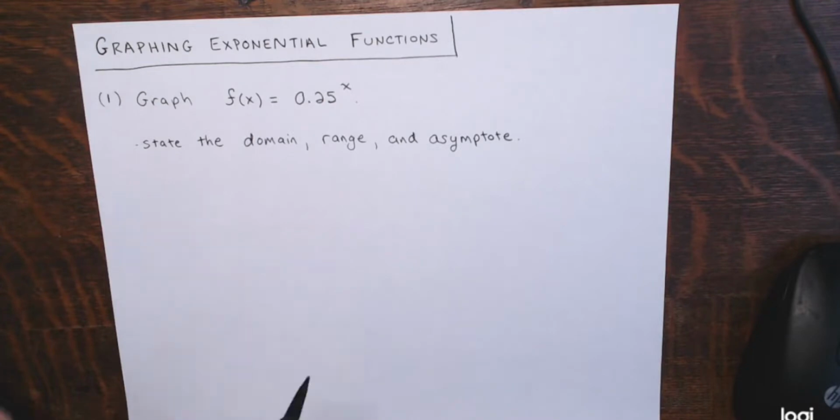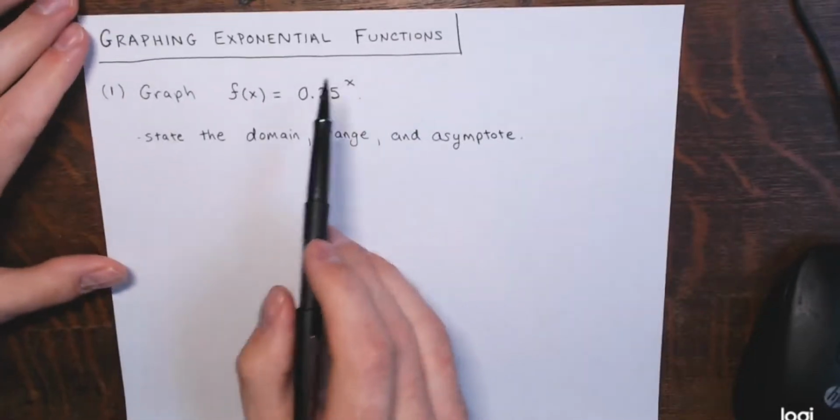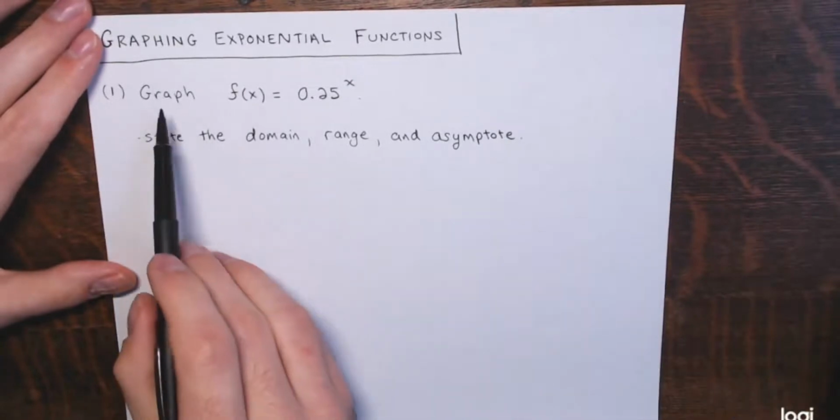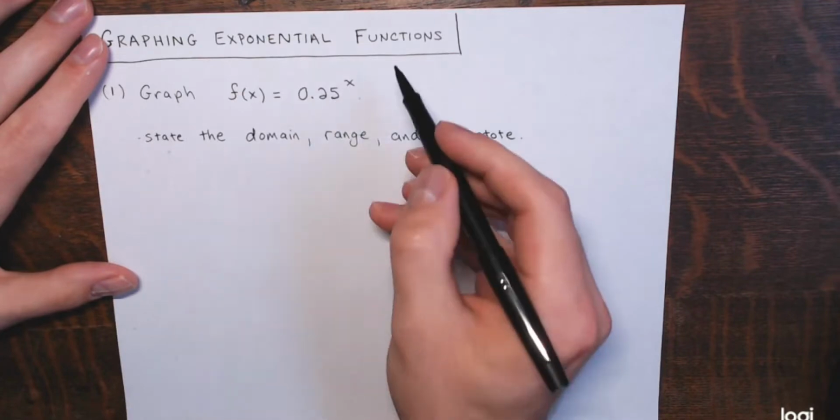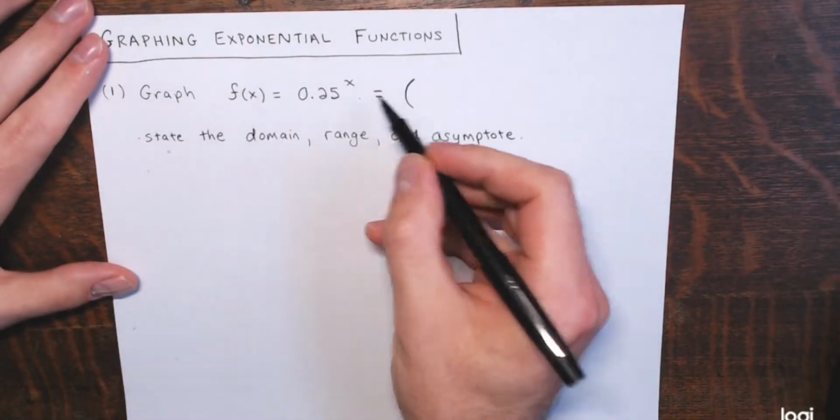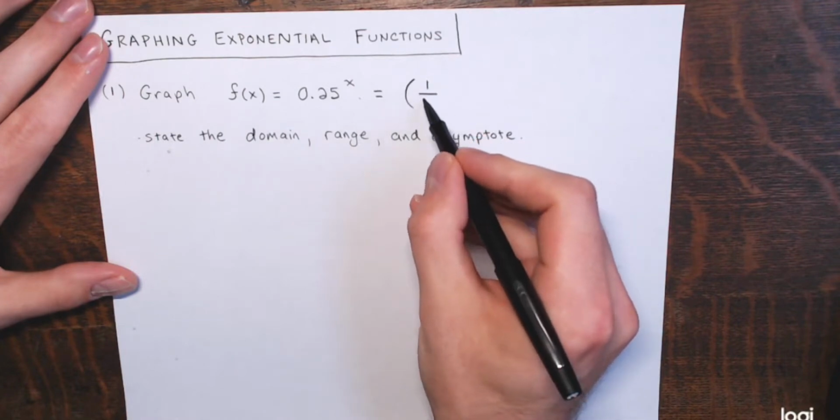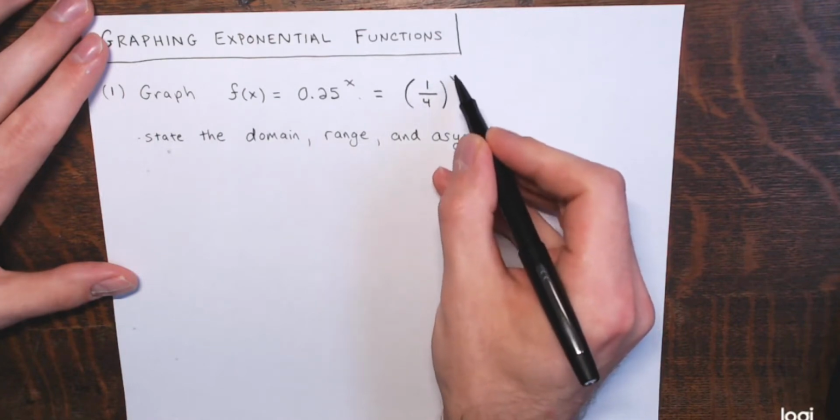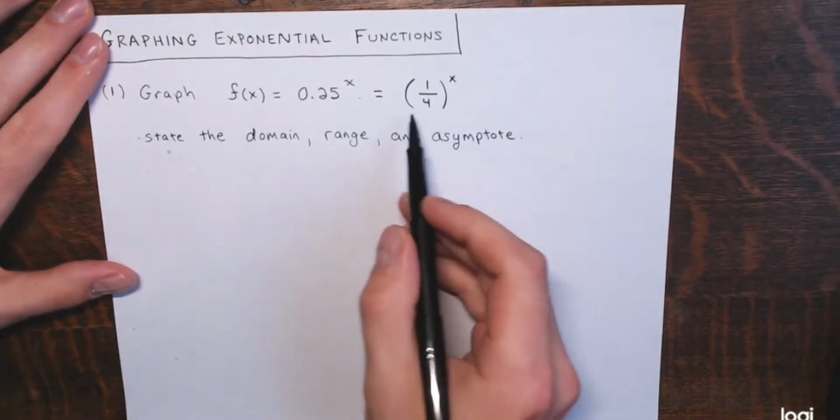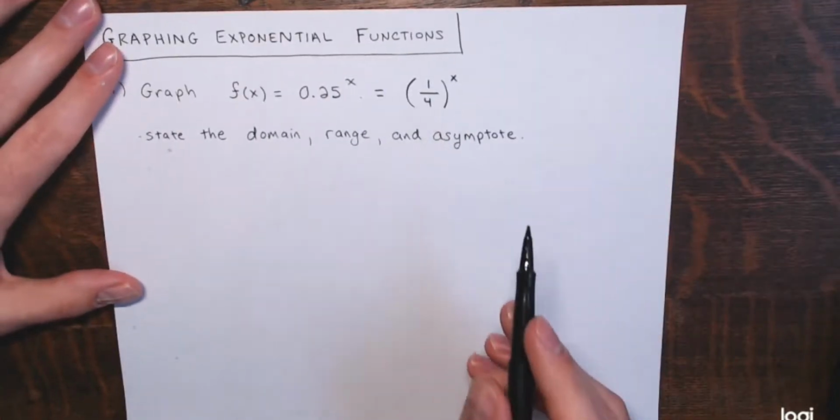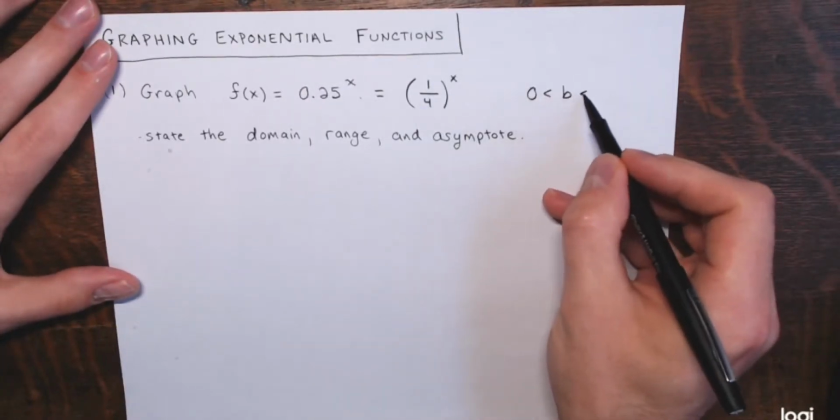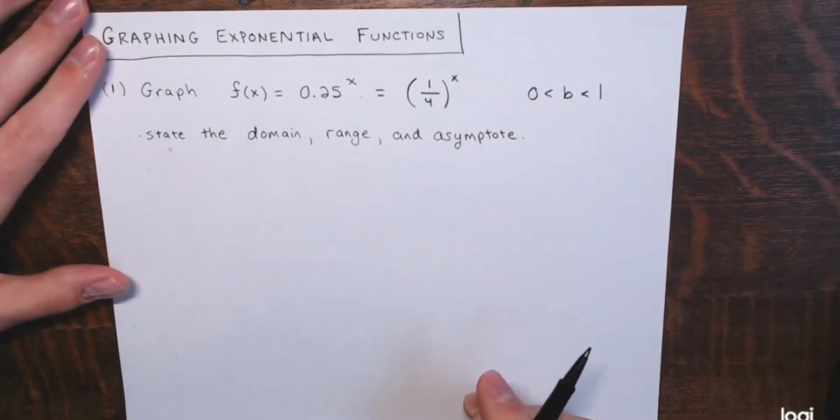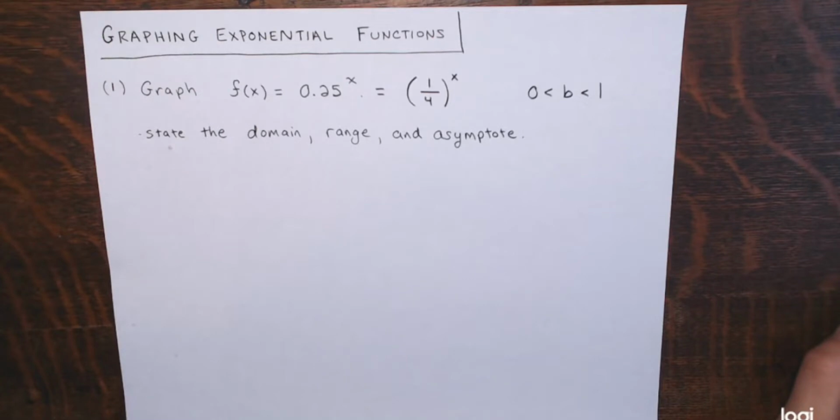So here, again, graphing exponential functions. First example, I'm asked to graph f of x equals 0.25 to the x. Or, if you want to write 0.25 as a fraction, it'd be 1/4 to the x. But you see it's got that form b to the x where the base is between 0 and 1. So this is going to be an example of an exponential decay function. It's going to be decreasing from left to right when I graph it.